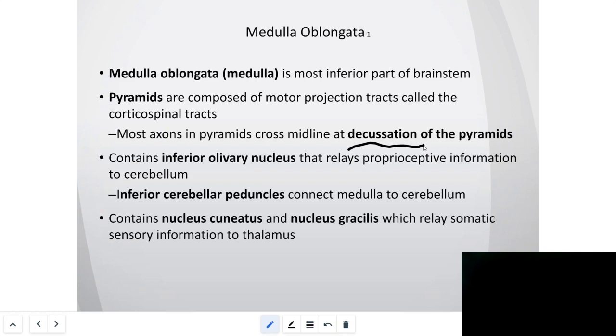This region contains two nuclei of importance. One is called the inferior. That means there's a superior one. But these nuclei relay proprioceptive information. Remember this word? What was that again? Proprioceptive? Exactly. Right. Time and space, it's going to be the distance. But basically, this is exactly what I said.